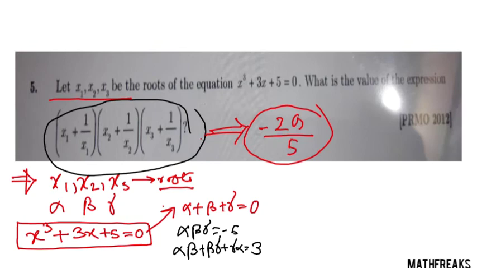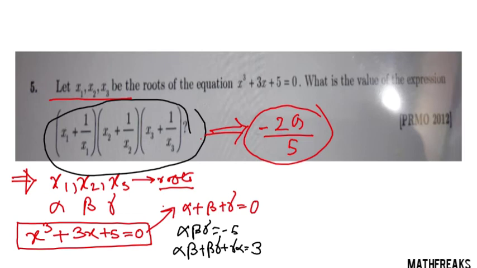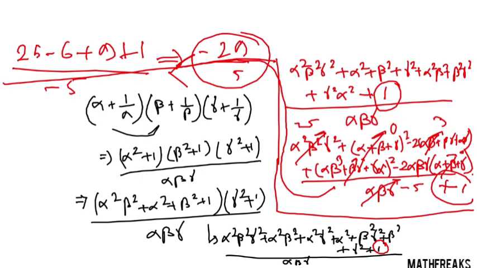Okay, I hope that this was clear. The basic idea is nothing, just multiply it, factorize it, and you have to manipulate the numerator to find the values, and then just put the values and your answer is in front of your eyes. Done. Now this question again, PRMO 2013, very easy question. I hope that all of you will get this question. Pause the video.